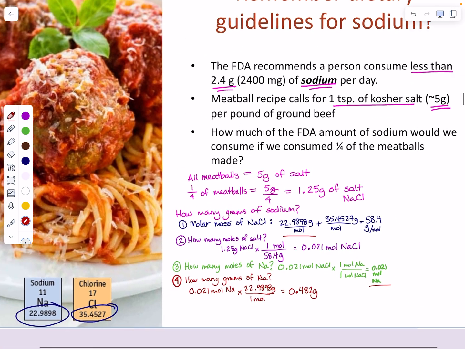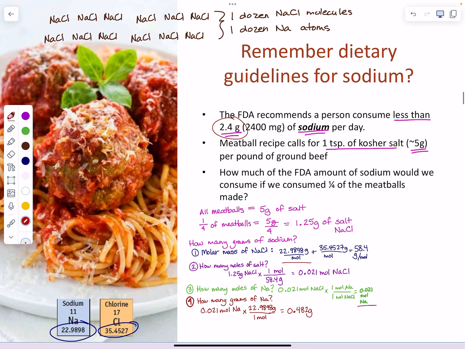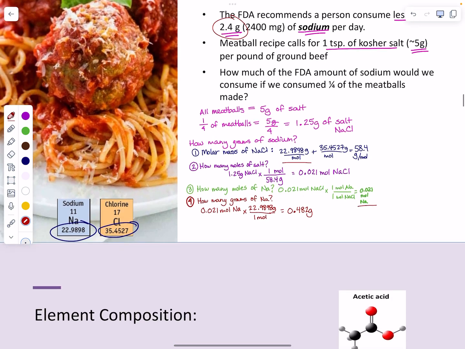So if we go back, look at that. Could I have eaten the whole batch of meatballs? Let's see, 0.482 times 4. Yes, I could have eaten that whole pound of meatballs and still been under the FDA guidelines. So that's how we can use our unit conversions to answer questions that actually have some practical relevance.